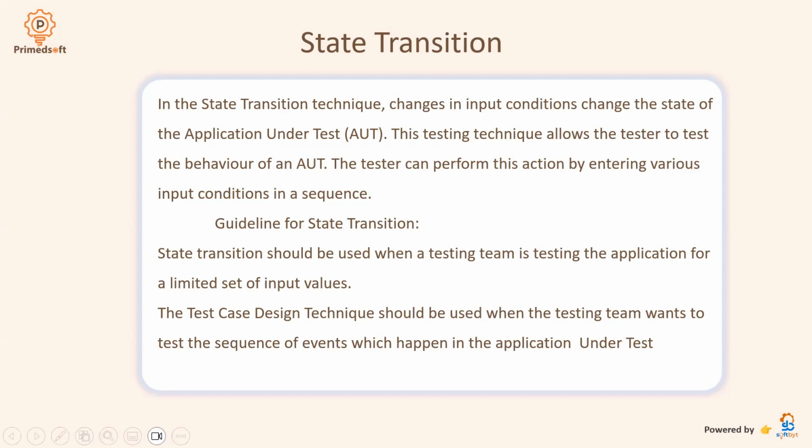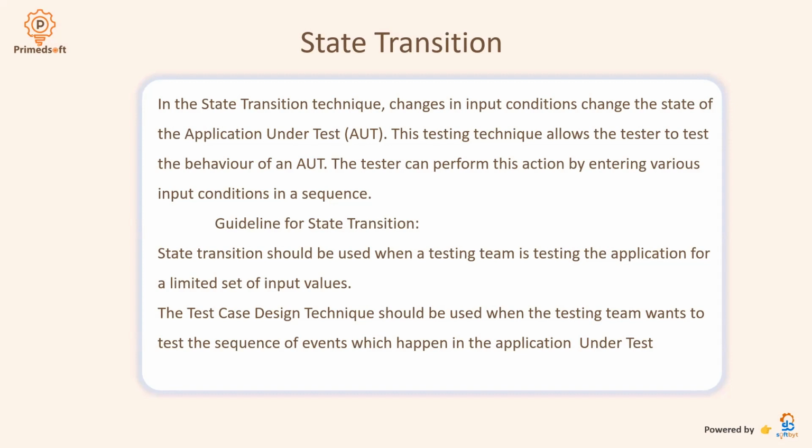Like I said, a tester can perform this action by entering various input conditions in sequence, right? That's why I say first one, second one. So the guideline says state transition should be used when a testing team is testing an application for a limited set of input values, right? Our PIN or password is set, most often when you enter it over and over again. So sometimes it mustn't be 3 times that you need to test, depending on the requirement. If the requirement says that if you get your password or PIN wrong twice, it should lock you out, then you test that.